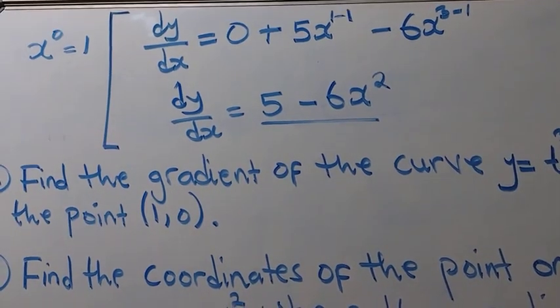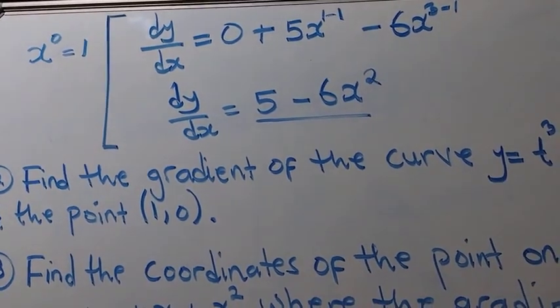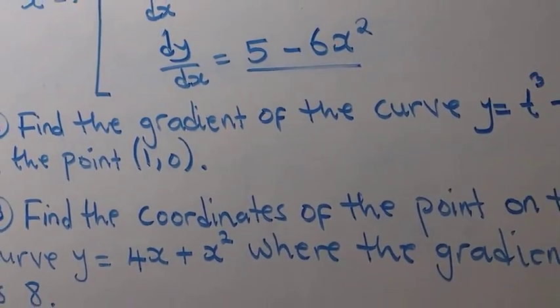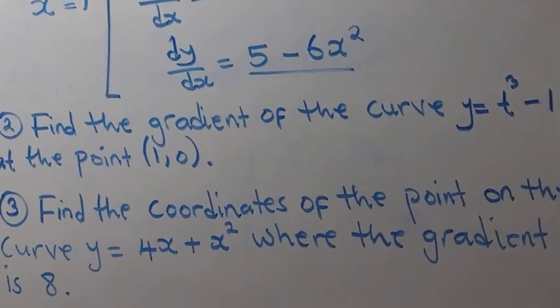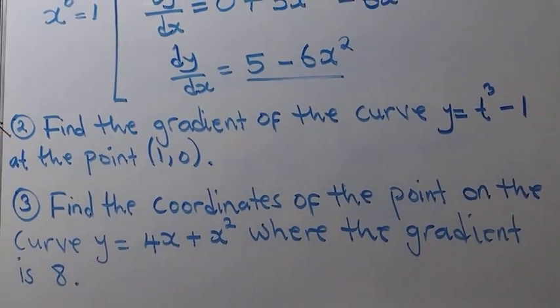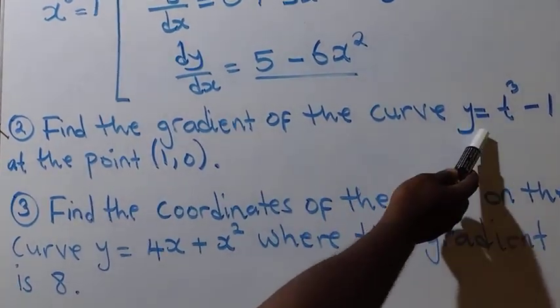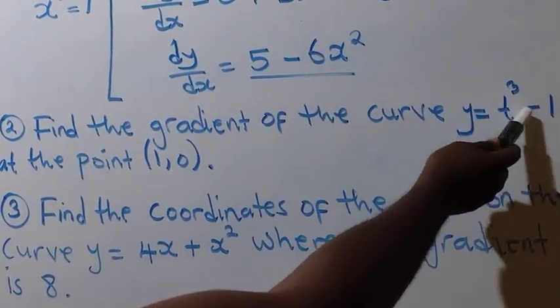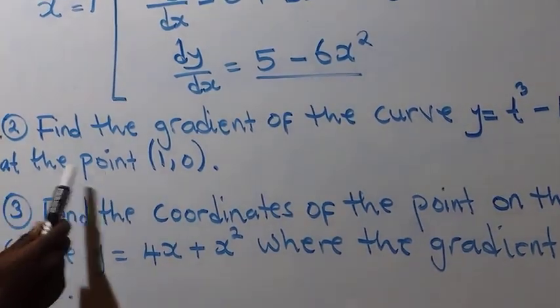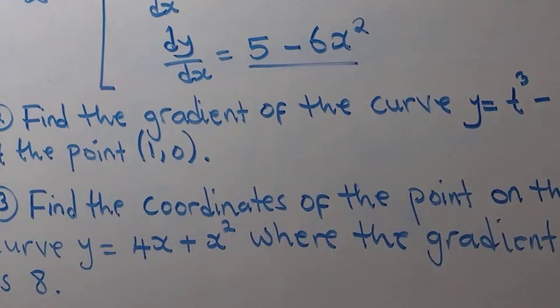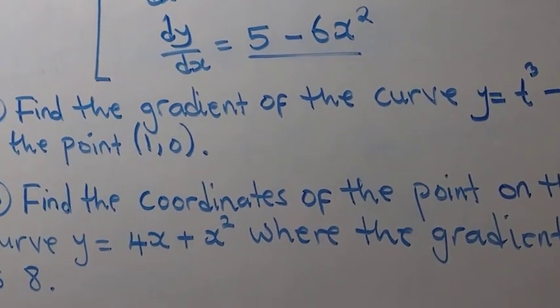Now let's look at question 2. We've come to question 2. Question 2 reads, find the gradient of the curve. I'm sure you're able to see question 2 clearly. Find the gradient of the curve y equals t raised to the power of 3 minus 1 at the point (1, 0).